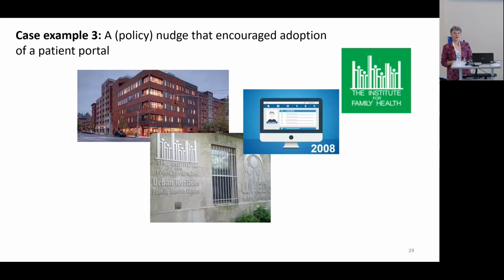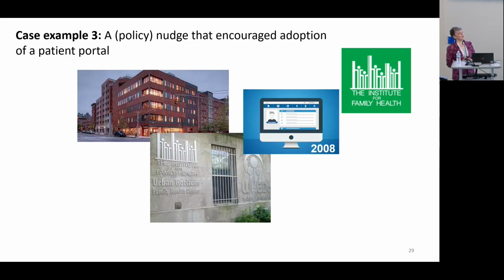Okay, so let me talk about my third case example. This was also in collaboration with the Federally Qualified Health Center in New York City. I forgot to mention, I've only been at Vanderbilt for 2 years, so these studies were all done when I was at Cornell. The Institute for Family Health is the safety net primary care clinic network across New York City. Primary care regardless of ability to pay.